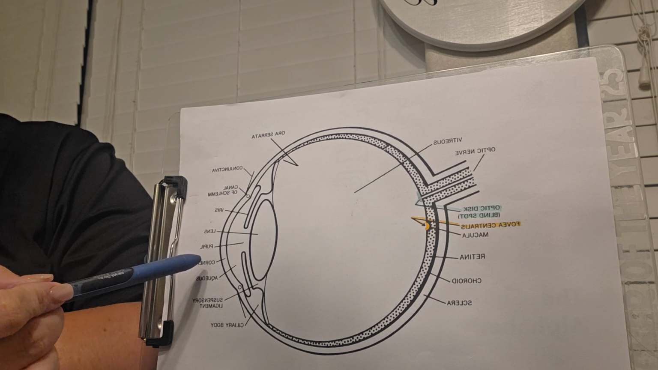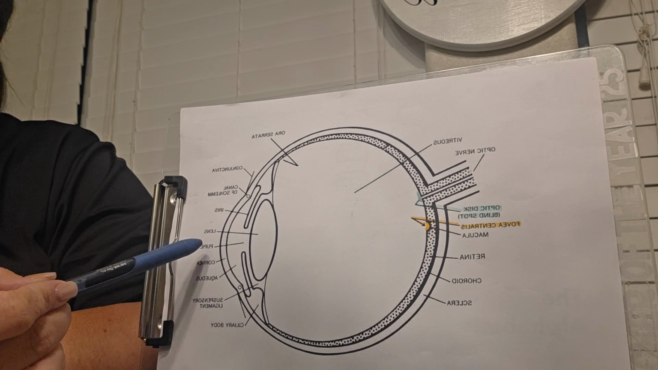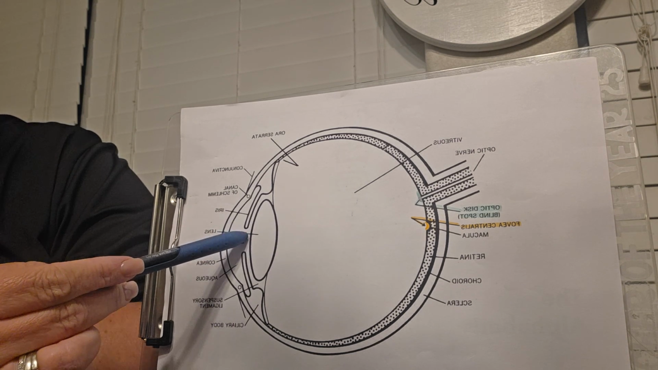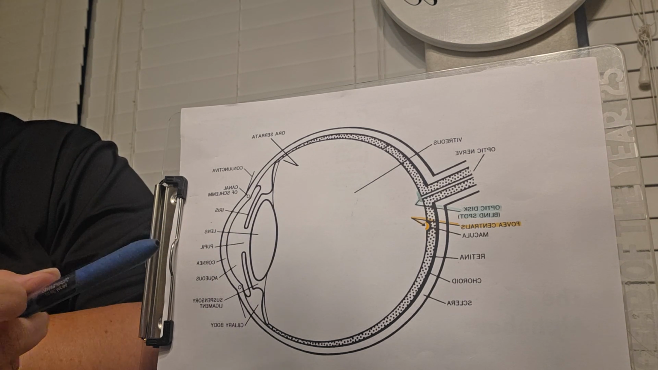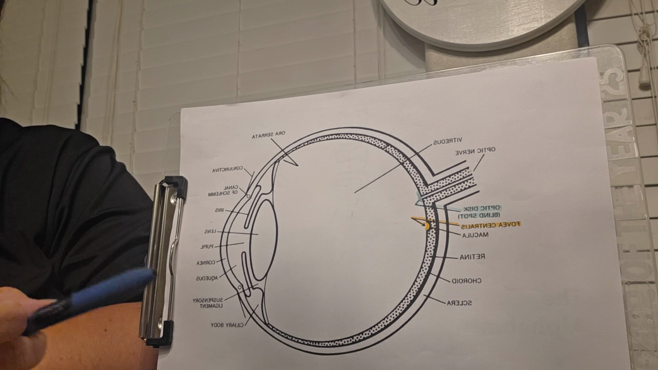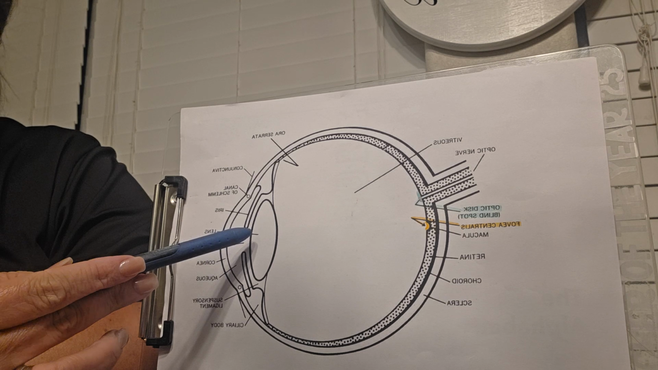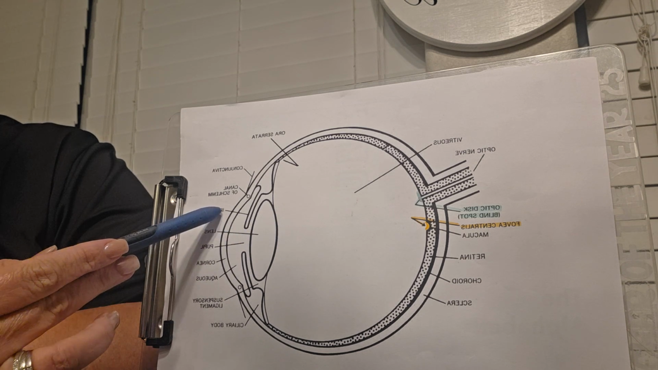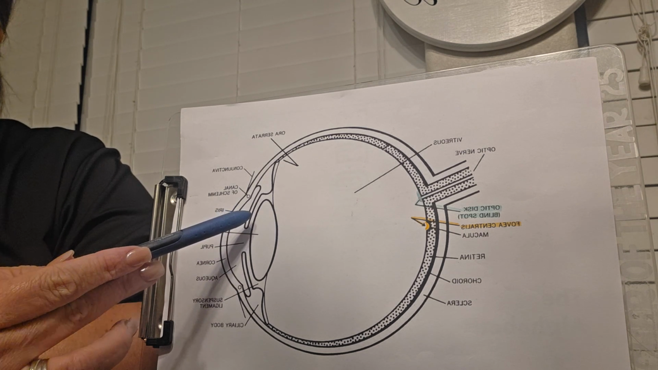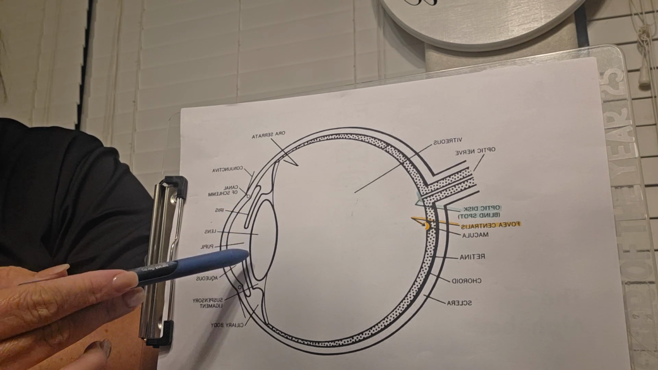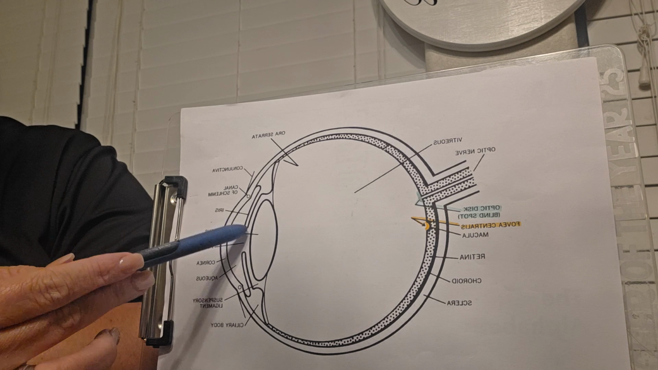Next, we have the pupil. The pupil is going to be a black hole here in the center that allows light to pass through into the eye. Next, we have the iris. The iris is the colored part of the eye. It's the muscle that controls how big or small our pupil gets.